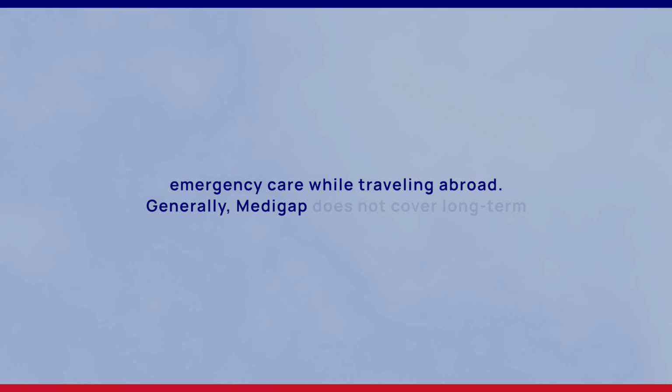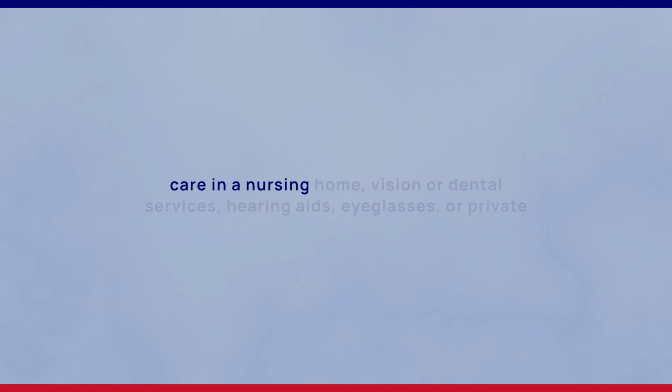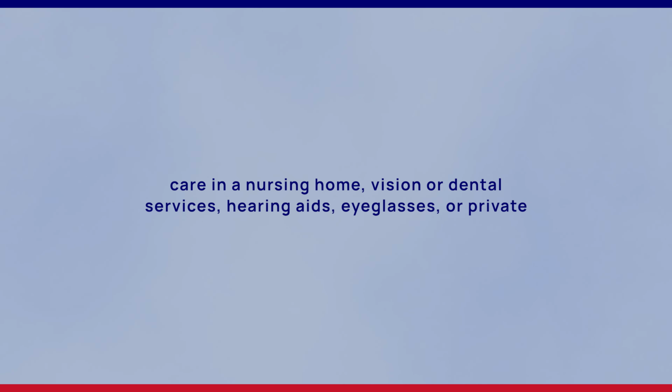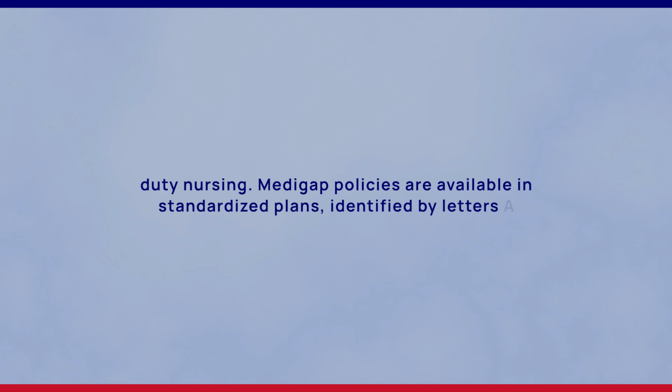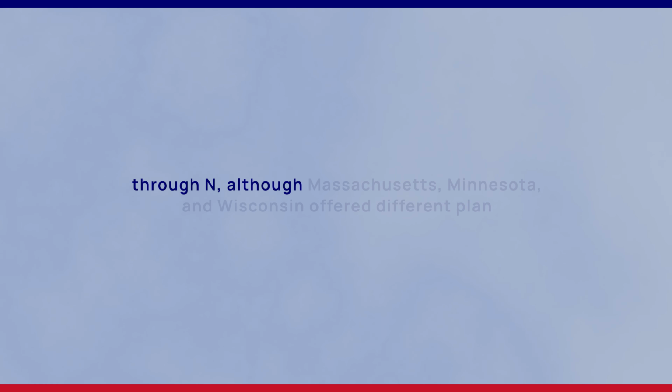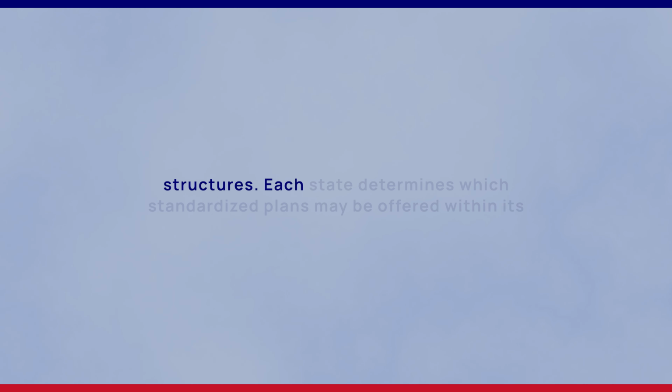Generally, Medigap does not cover long-term care in a nursing home, vision or dental services, hearing aids, eyeglasses, or private duty nursing. Medigap policies are available in standardized plans, identified by letters A through N, although Massachusetts, Minnesota, and Wisconsin offer different plan structures. Each state determines which standardized plans may be offered within its borders.